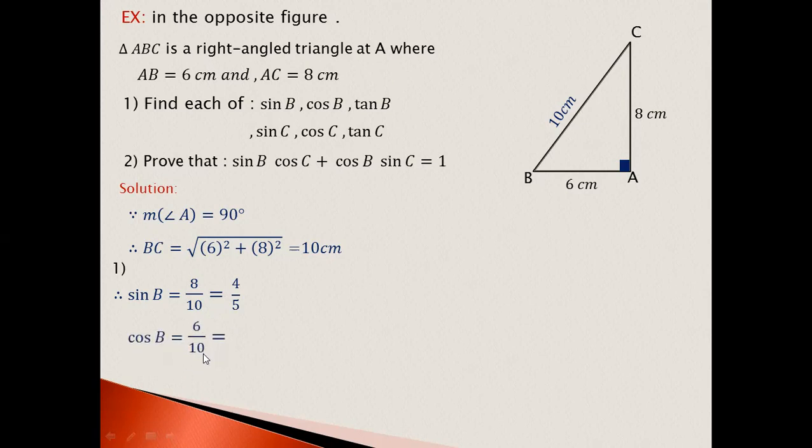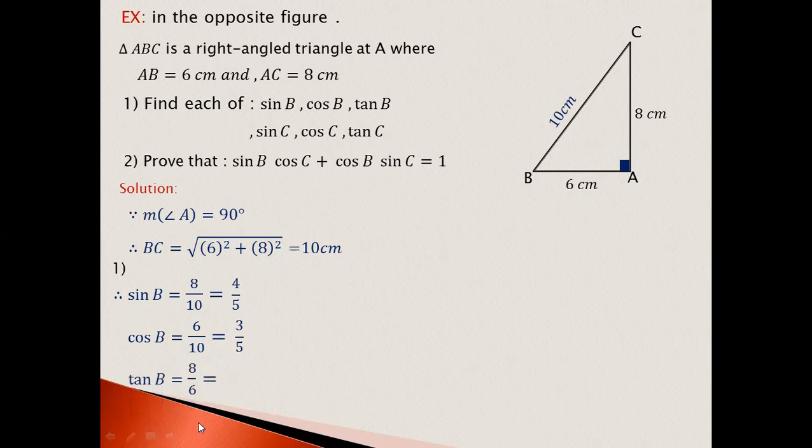And the second trigonometrical function is called cosine B. Cosine B equals the ratio between the adjacent side of this angle and the hypotenuse. The adjacent side of the angle B is 6, and the hypotenuse is 10, so it's going to be 6 over 10. 6 over 10 can be written in the simplest form, 3 over 5, if we divide each term of the ratio by 2.